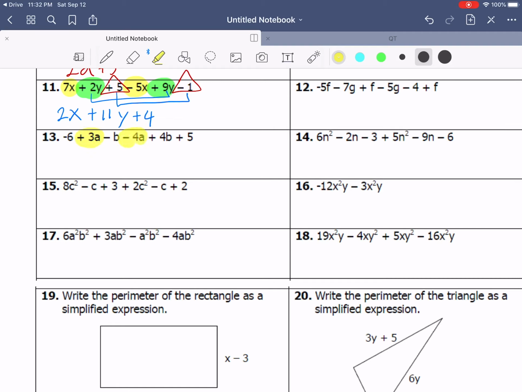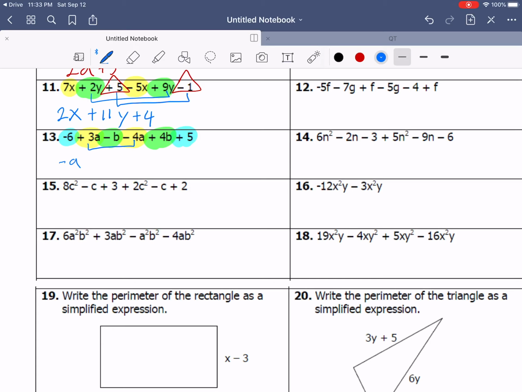Plus 3a minus 4a. They are alike, so we can combine them. And then negative b plus 4b. They are alike, so we can combine them. At last, negative 6 plus 5. Let's do one by one. Alphabetical order. 3a minus 4a. 3 minus 4, we get negative 1a. And again, you do not have to put 1 here, okay? You can just put negative like that.